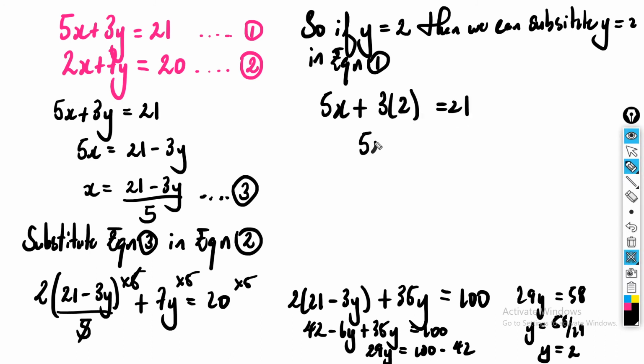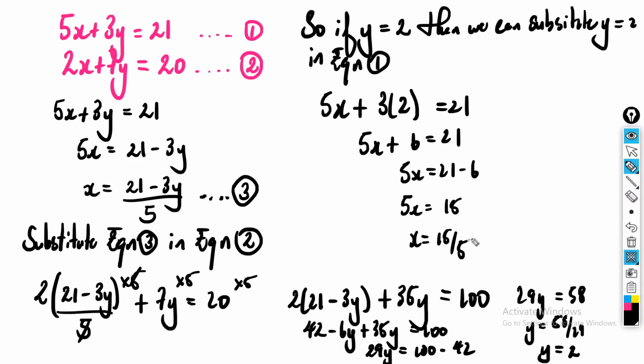And then we get 5x plus 6 is equal to 21. And then 5x is equal to 21 minus 6, and then 5x is equal to 15. So x is equal to 15 divided by 5, and x is equal to 3. Cool. So we end up getting the same thing just like when we used elimination.